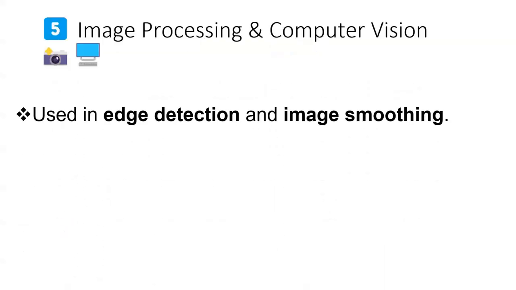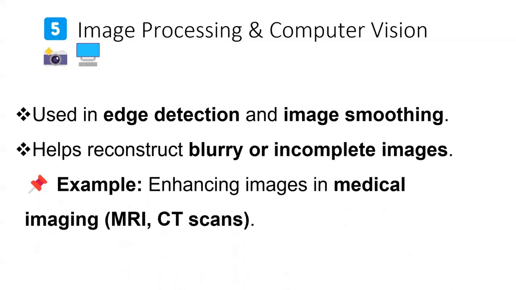Another one is image processing and computer vision. This equation helps us to understand edge detection and image smoothing, and also helps us to reconstruct blurry or incomplete images. An example is enhancing images in medical imaging, that is MRI and CT scans. In enhancing images in medical imaging, we find that this equation is very important.